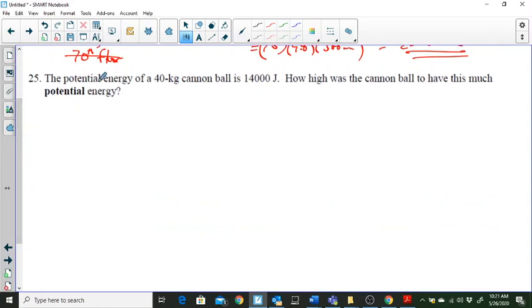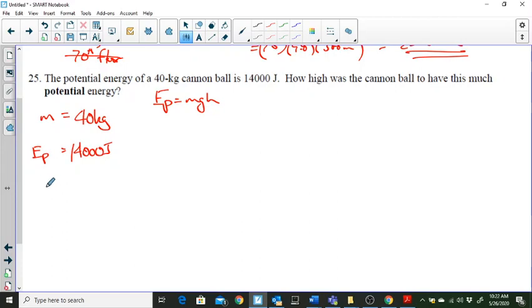Question number 25. Potential energy of a 40 kilogram cannonball is 14,000 joules. How high was the cannonball to have this much potential energy? We're talking about potential energy. EP is equal to mgh. Let's take a look at our numbers. We have 40 kilograms. What do we measure in kilograms? Mass. Then we got this 14,000 joules. What do we measure in joules? Energy. In fact, it's potential energy.